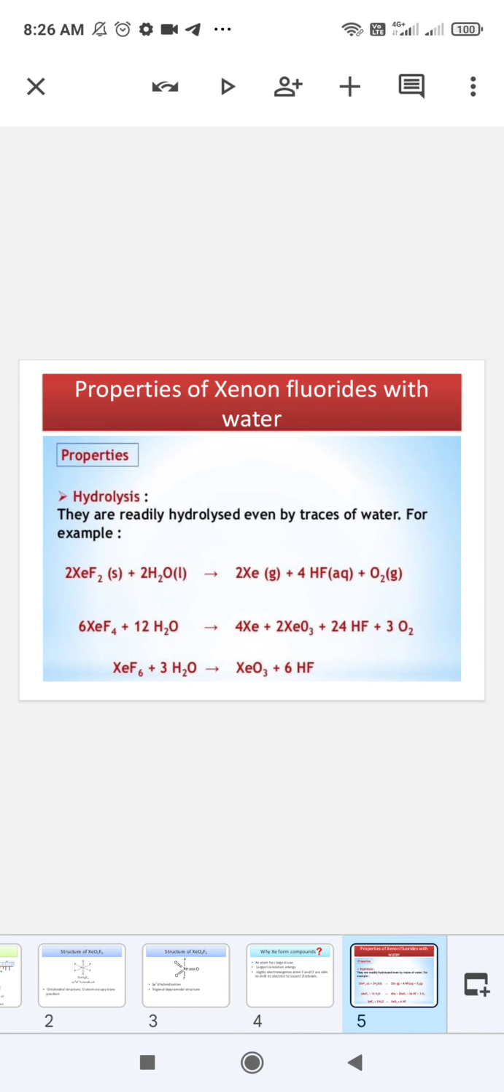Sometimes XeO4 may react with water to form XeOF2 and HF. Similarly, XeF6 also reacts with water to form XeOF4 and HF. Thank you.